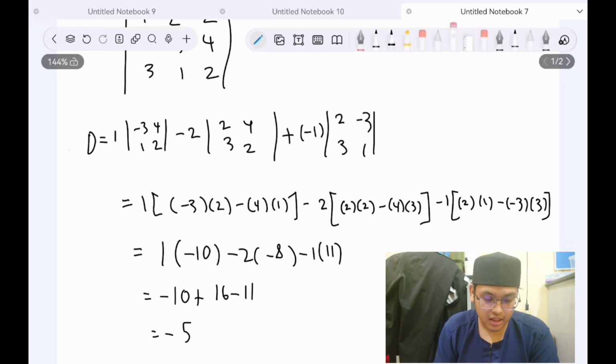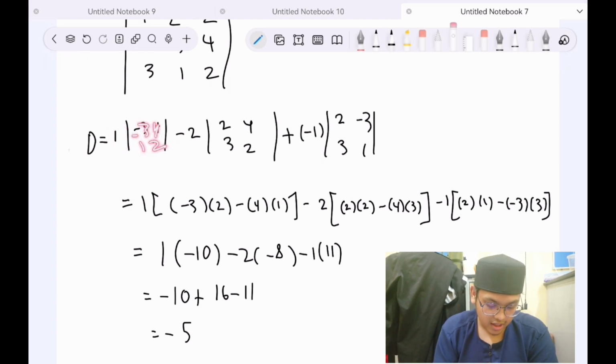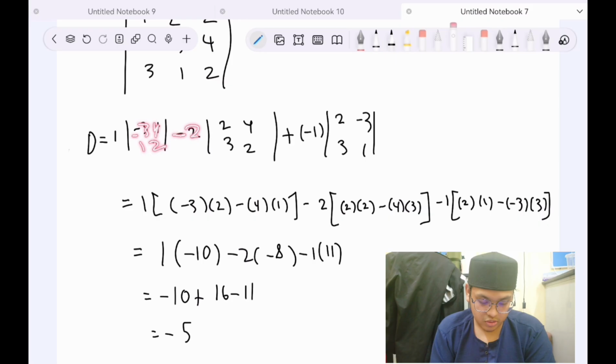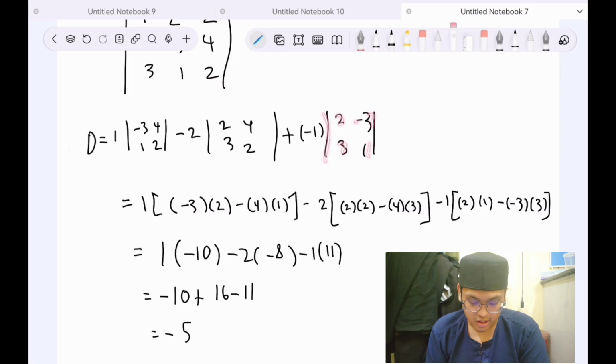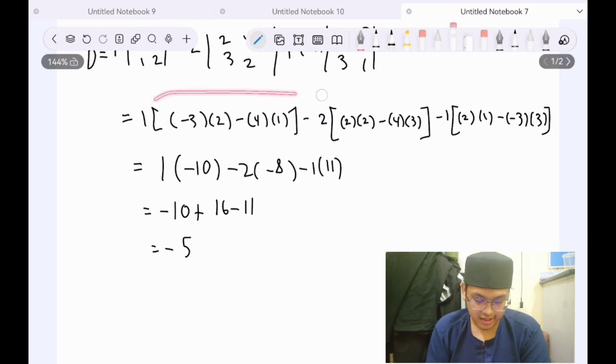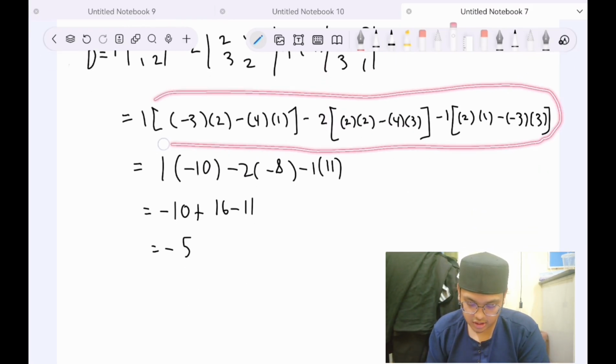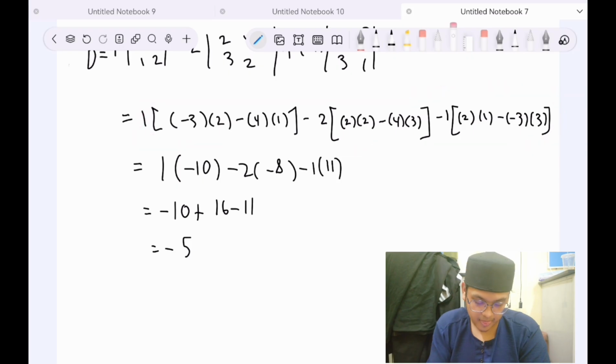So first, D equals 1 multiplied by the determinant of -3, 4, 1 and 2, minus 2 times the determinant of 2, 4, 3, 2, and lastly plus -1 times the determinant of 2, -3, 3, 1. So we got it like this. We write it like this so it's easier to calculate.